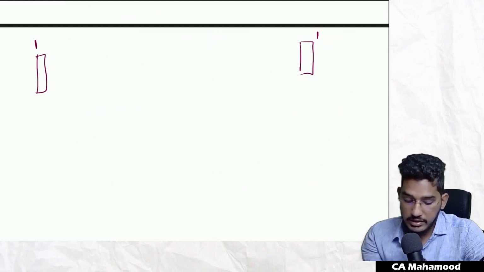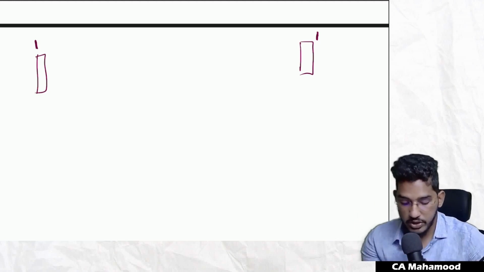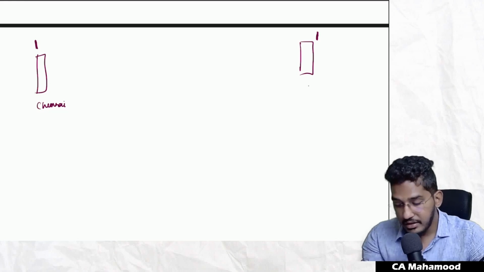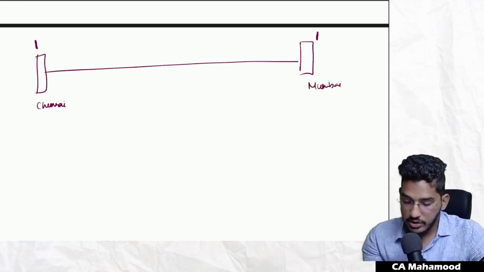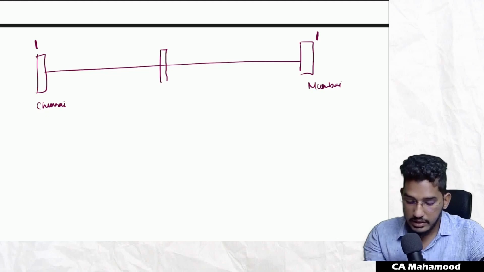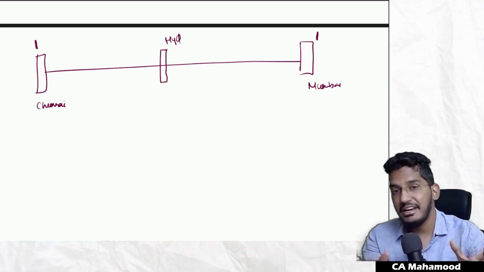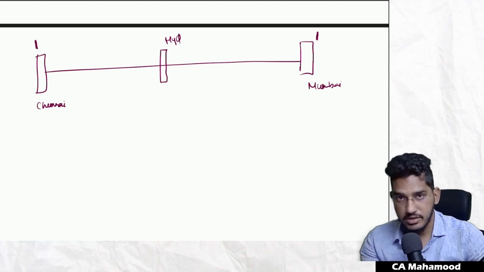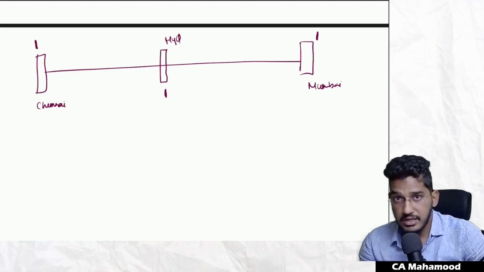So what they are trying to say here is that the starting point of the circuit and the ending point of the circuit are considered as two separate points. For example, the circuit is starting in Chennai, and the circuit is ending in Mumbai. Now, in between, this circuit is also passing through Hyderabad, and in Hyderabad also, leased circuit services are availed. Now, Hyderabad also will be considered as 1 point.